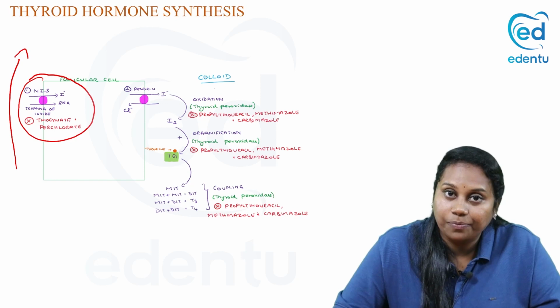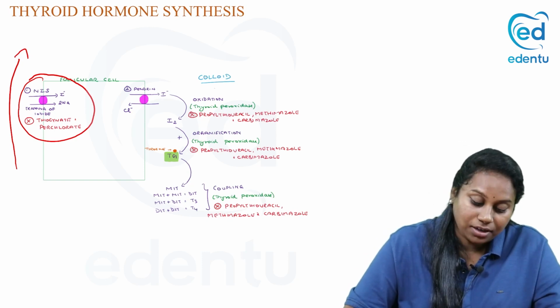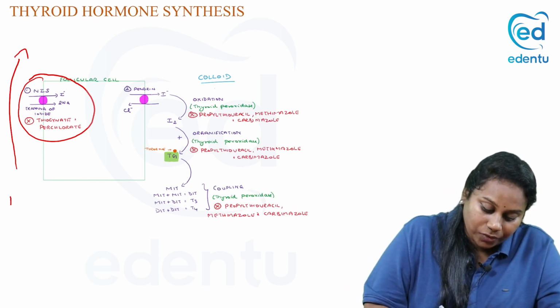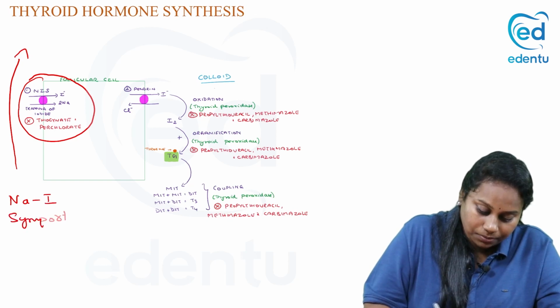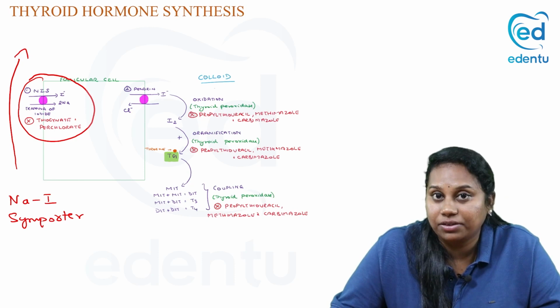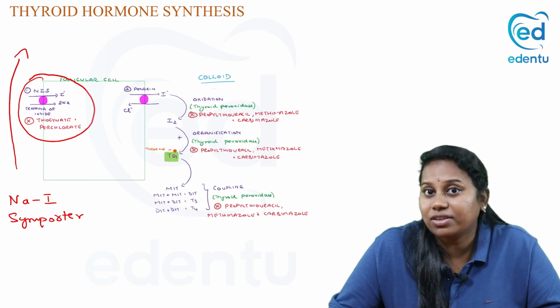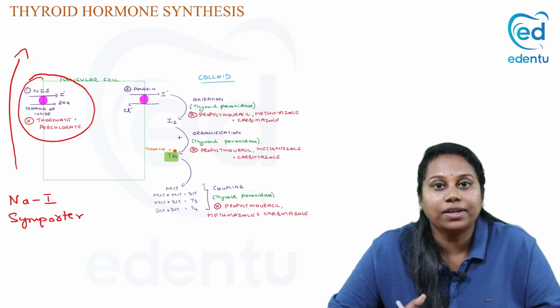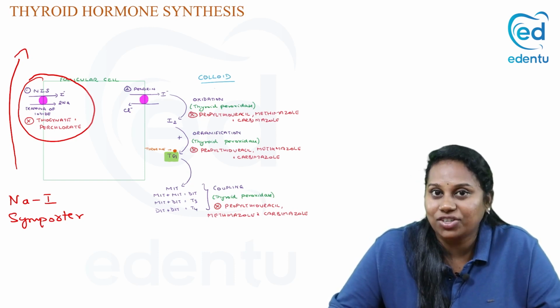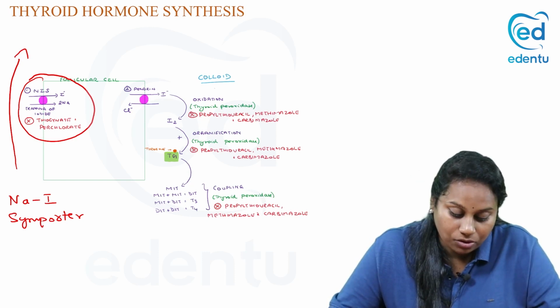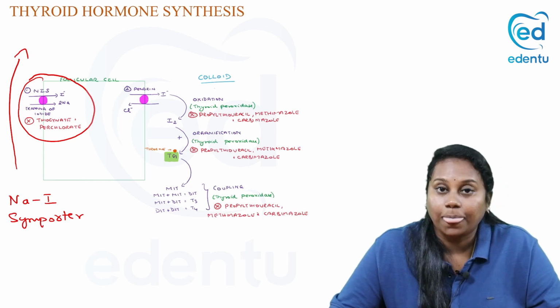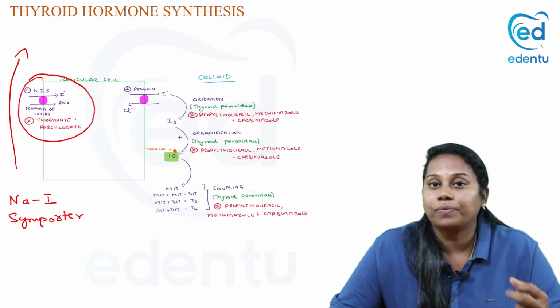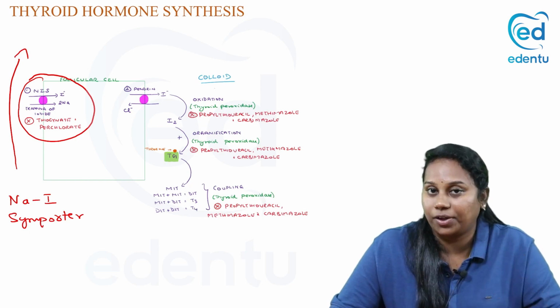So how is it trapped? By a channel called NIS. NIS means sodium iodide symporter. So it's a type of secondary active transport. So why is it secondary active transport? Because sodium along with iodide is moving in the same direction. So it's called as a secondary active transport. And this step is called as trapping of iodide. So what is the stoichiometry of this channel? 2 sodium is to 1 iodide.